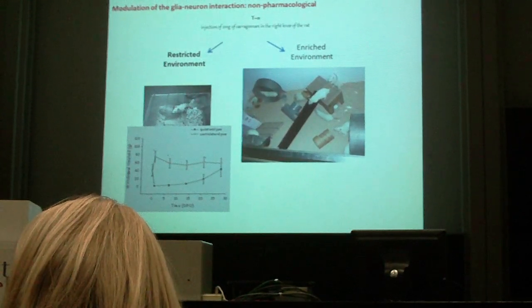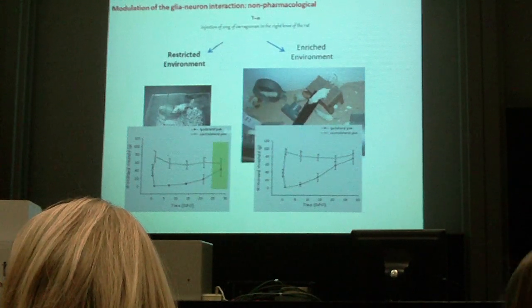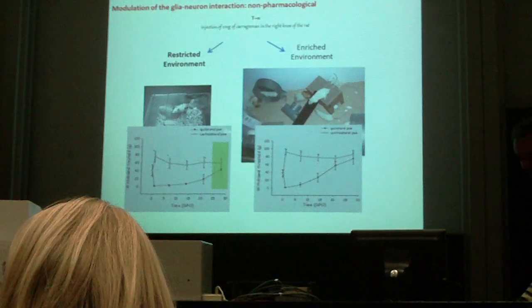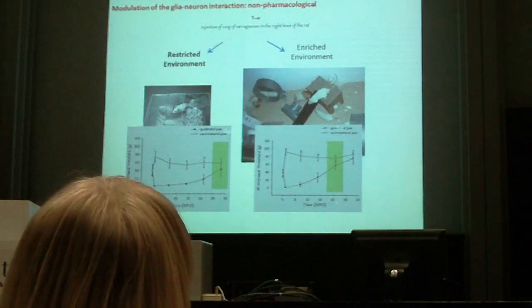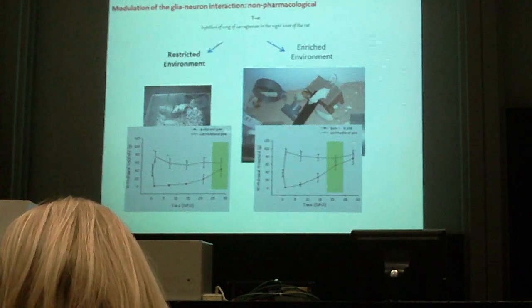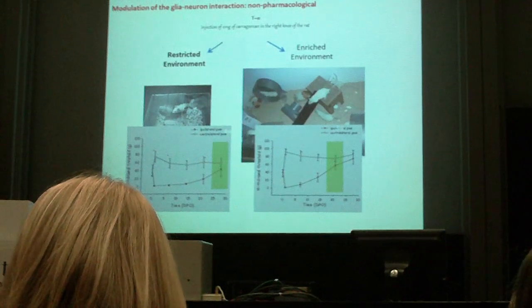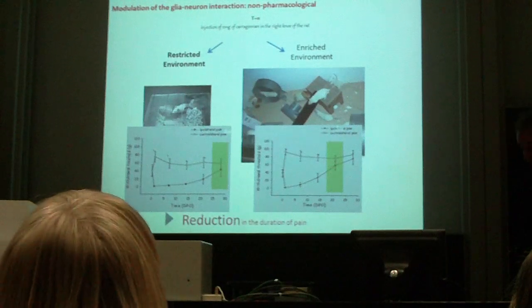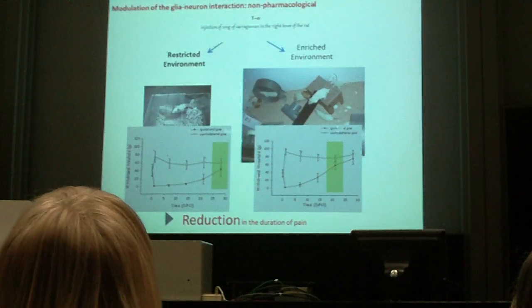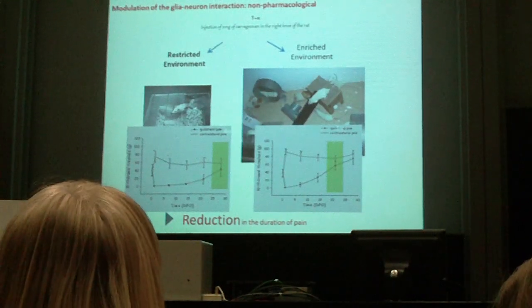And now we looked at animals housed in the enriched environment. What we see here is that it only takes 3 weeks before the animals do not feel the pain in their carrageenan injected leg or paw. So there is a reduction of 1 week, which is quite substantial, I think, just by housing these animals in an enriched environment versus a normal, restricted environment.